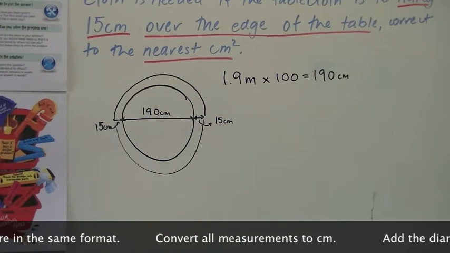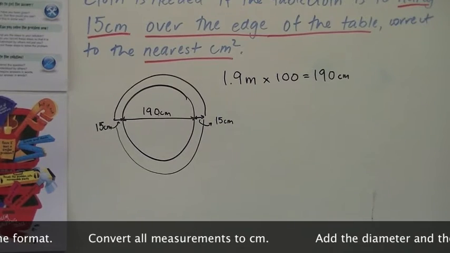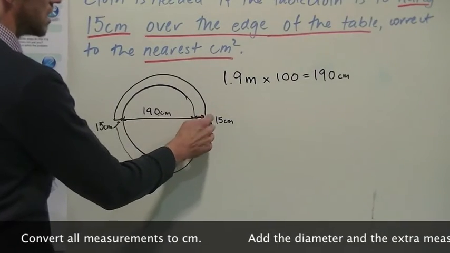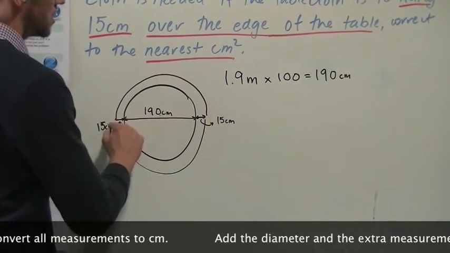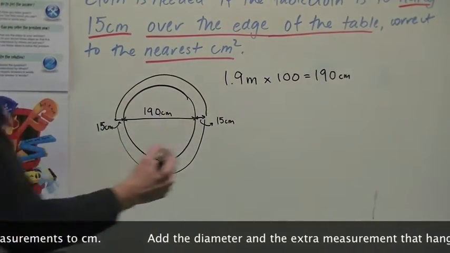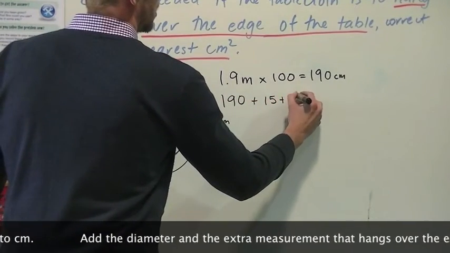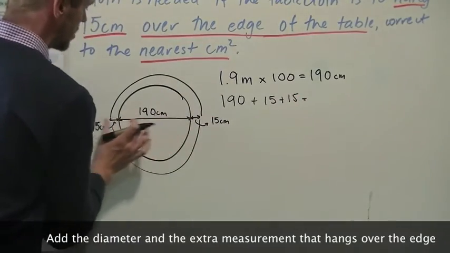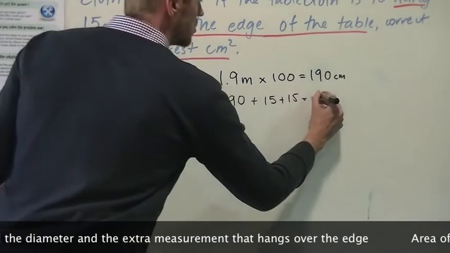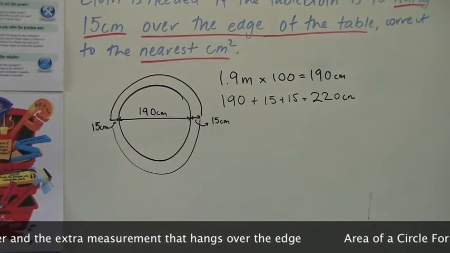190 centimetres. Now, the next step before we do anything else is to find out exactly how long this whole distance is, because this is the diameter of the whole tablecloth. Not just the table, we need the whole tablecloth. So what I'm going to do is add 190 plus 15 plus 15, because that is this plus this plus this. It's adding all three of them together. What we end up with is 220 centimetres as the diameter of the tablecloth that we need.